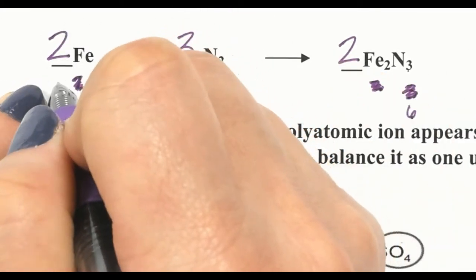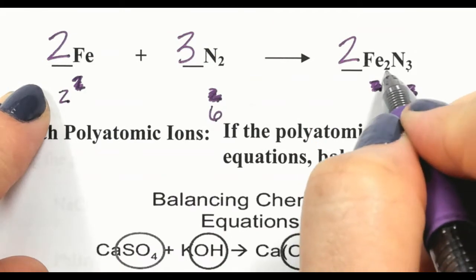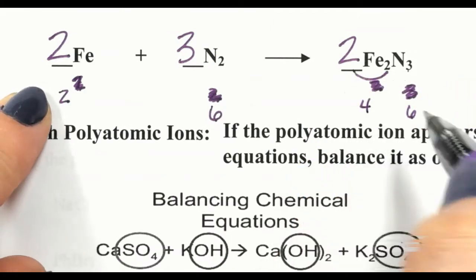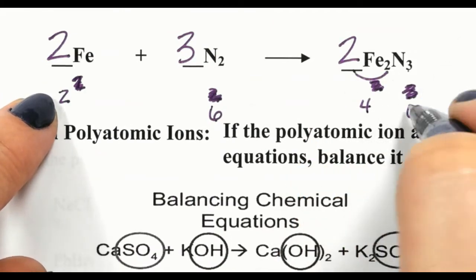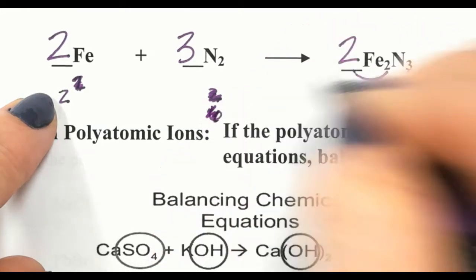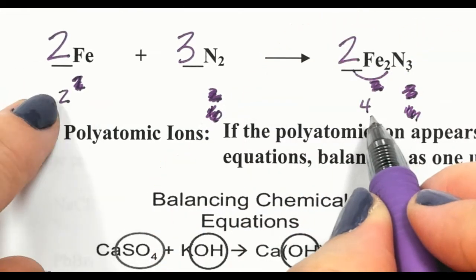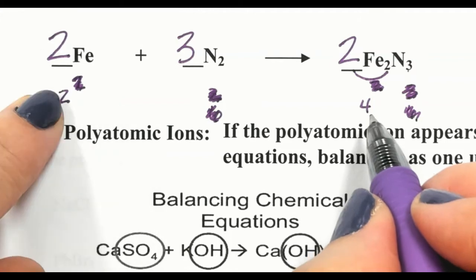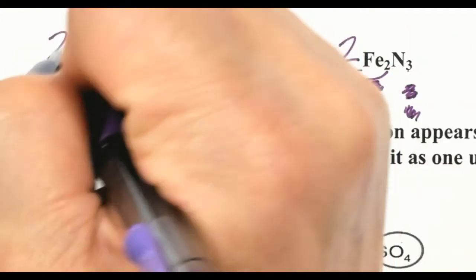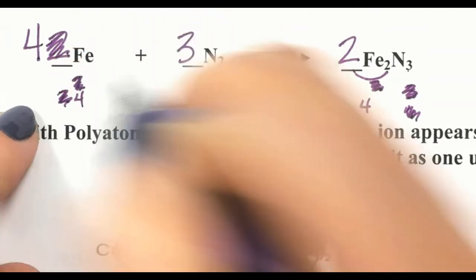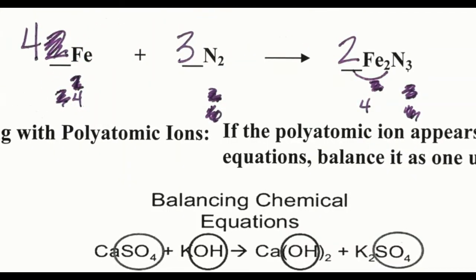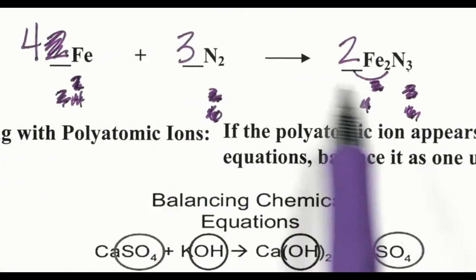So we have 2 irons on the left side, but over here I have 2 times 2 is 4. So I need to address that. Let me get rid of these 6's because we're done with them. So 4 versus 2, I need to change this to a 2 and to a 4 to match. And you can actually just change this to a 4, and now I have 4 irons on both sides. So we can scratch these out because we're done with them, and our final answer is 4, 3, 2.